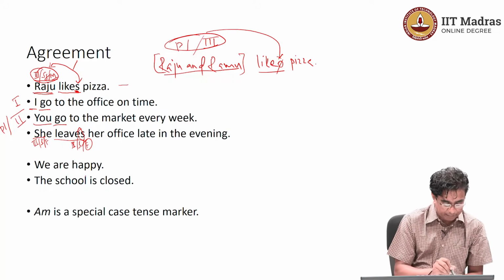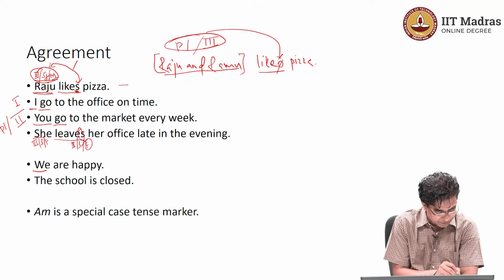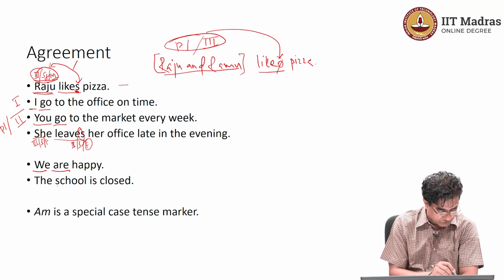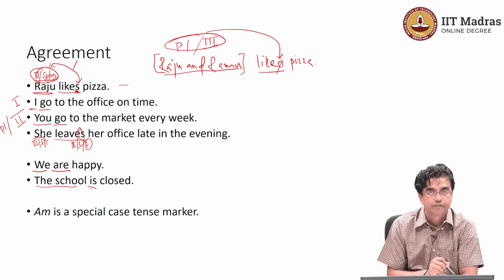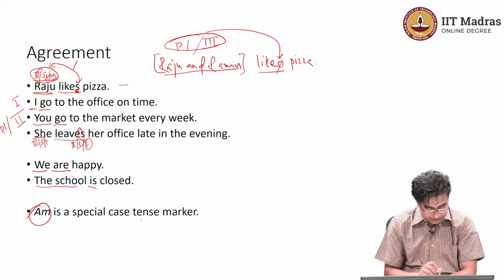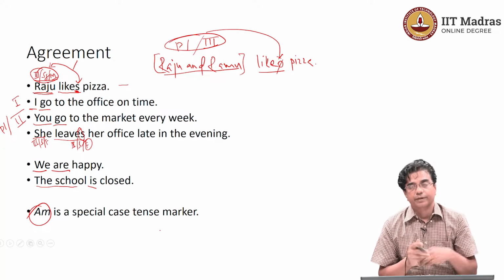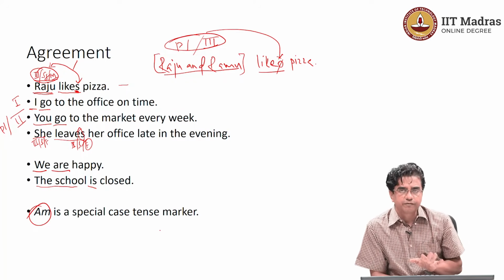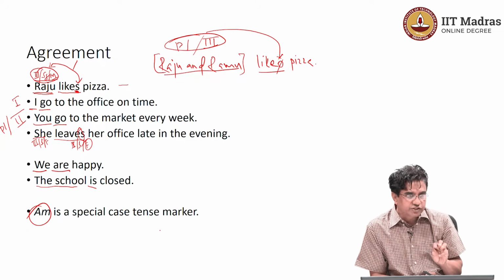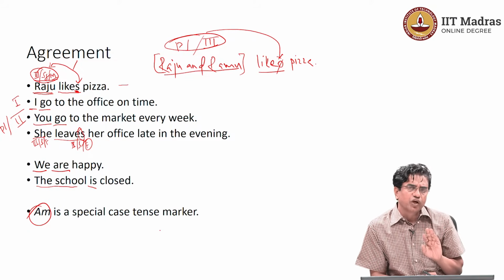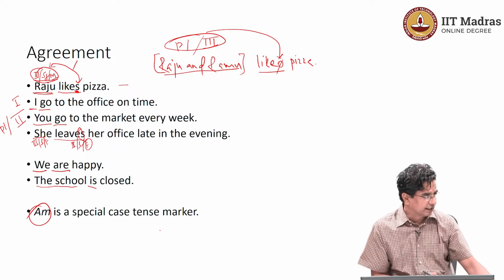Look at this. We are happy. We is plural, first person plural, so we are taking plural marker. The school is closed. School is singular, hence the singular marking. Like I said, am is a special case tense marker because it comes only for first person. So, this much of refreshing, this much of understanding about agreement can solve most of the patterns that we know.